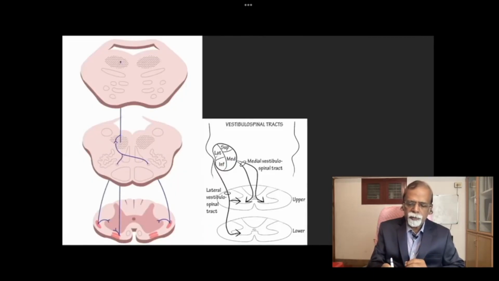Here is the vestibulospinal pathway, about which we have already discussed, that is for the proximal muscles. For the maintenance of tone, we require the reticulospinal pathway and the vestibulospinal pathway.